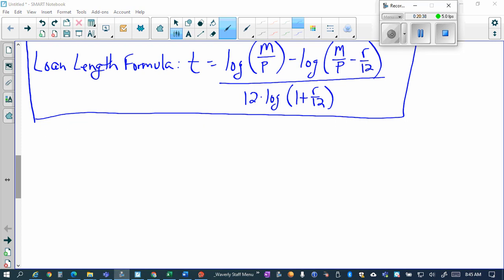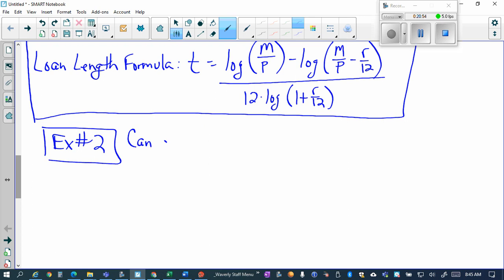Let's go to example 2. Carly, would you read that? Claude wants to borrow $25,000 to purchase a car. After looking at his monthly budget, he realizes that all he can afford to pay per month is $300. The bank is offering a 5.9% loan. What would the length of his loan need to be so that he can stay within the budget? He can afford a $300 payment.